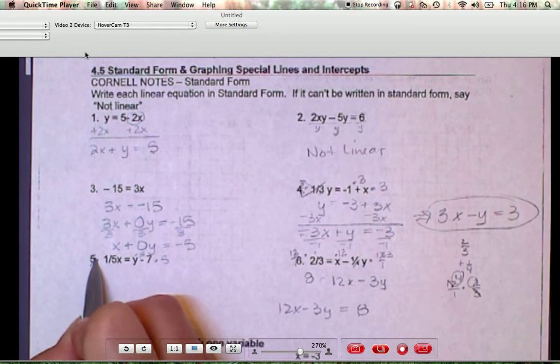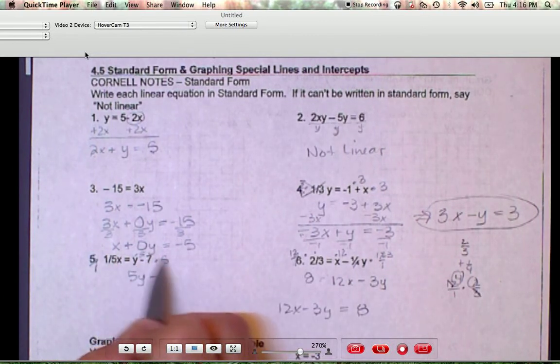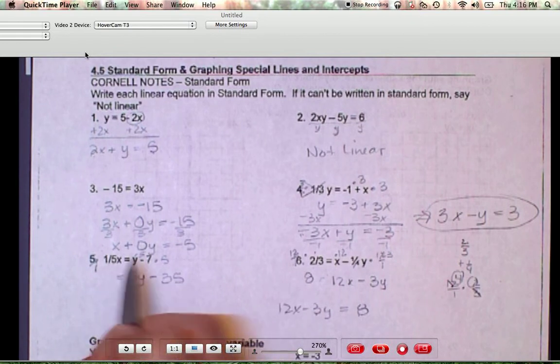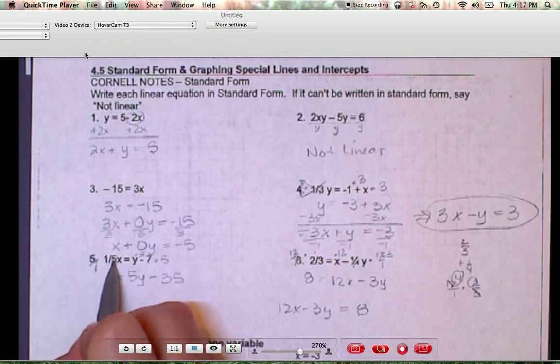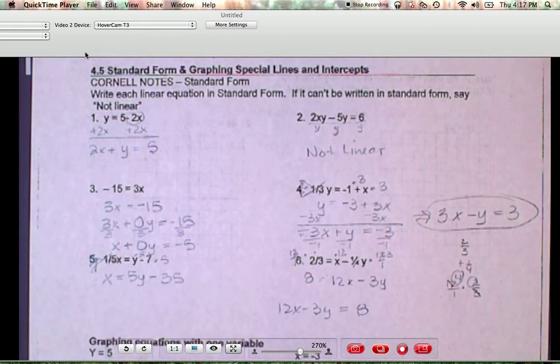I'll just use this 5 as my 5. So 5 times y is 5y, minus 7 times 5, which is 35. 5 over 1 times 1/5, the 5's will cancel, the 1's will cancel, and you'll be left with just x.